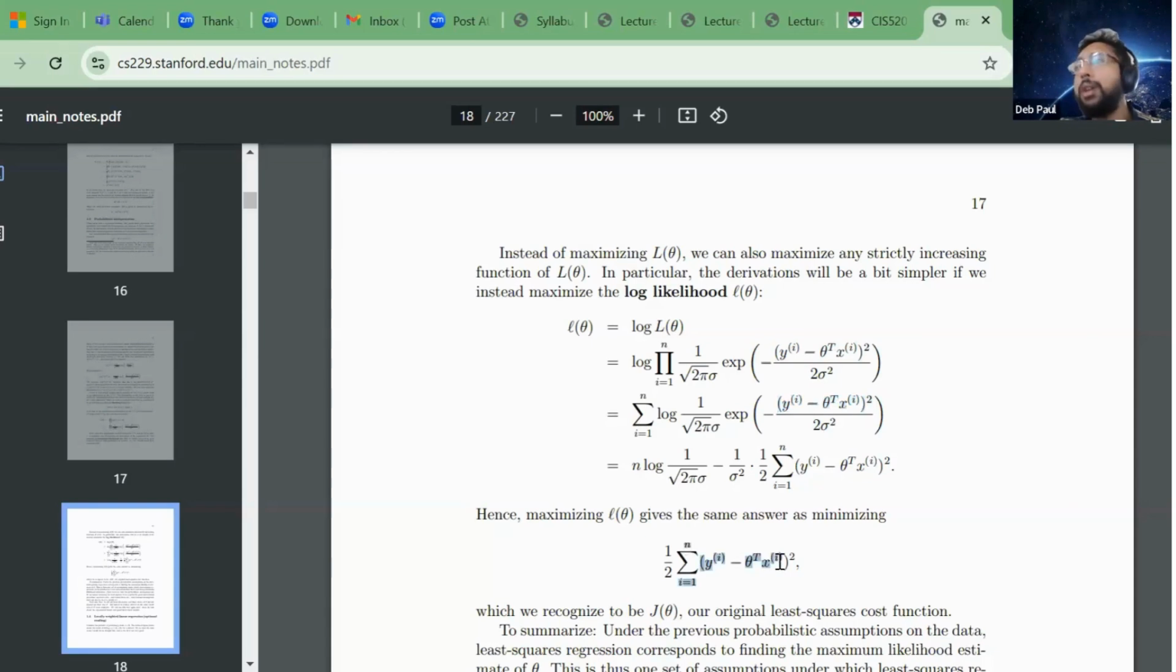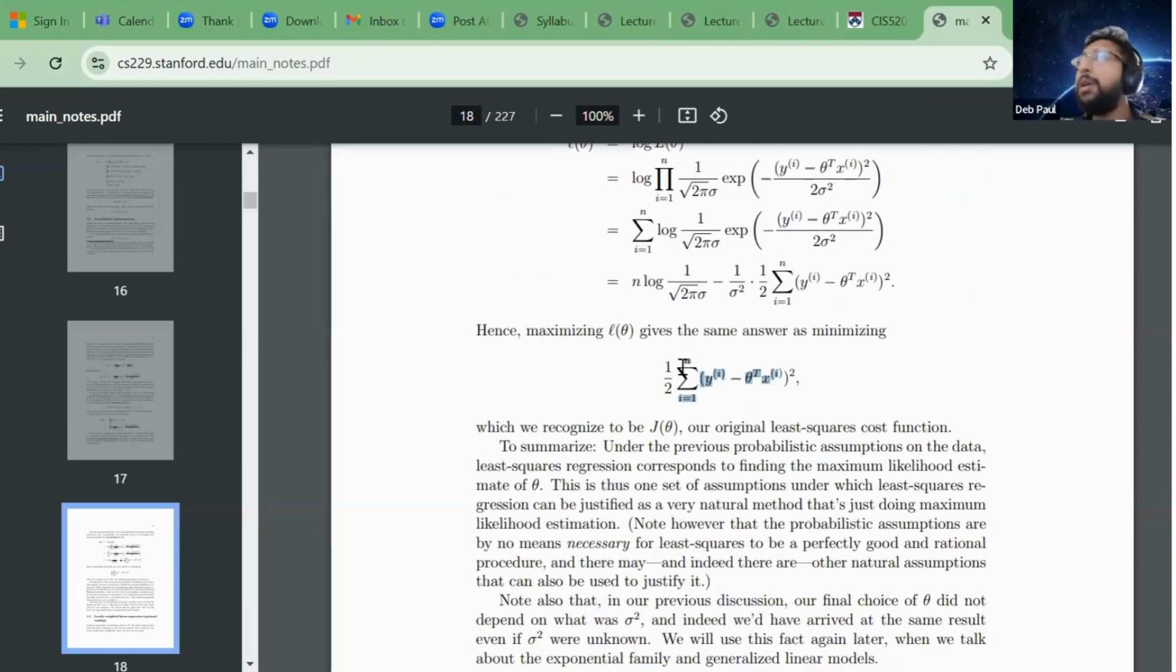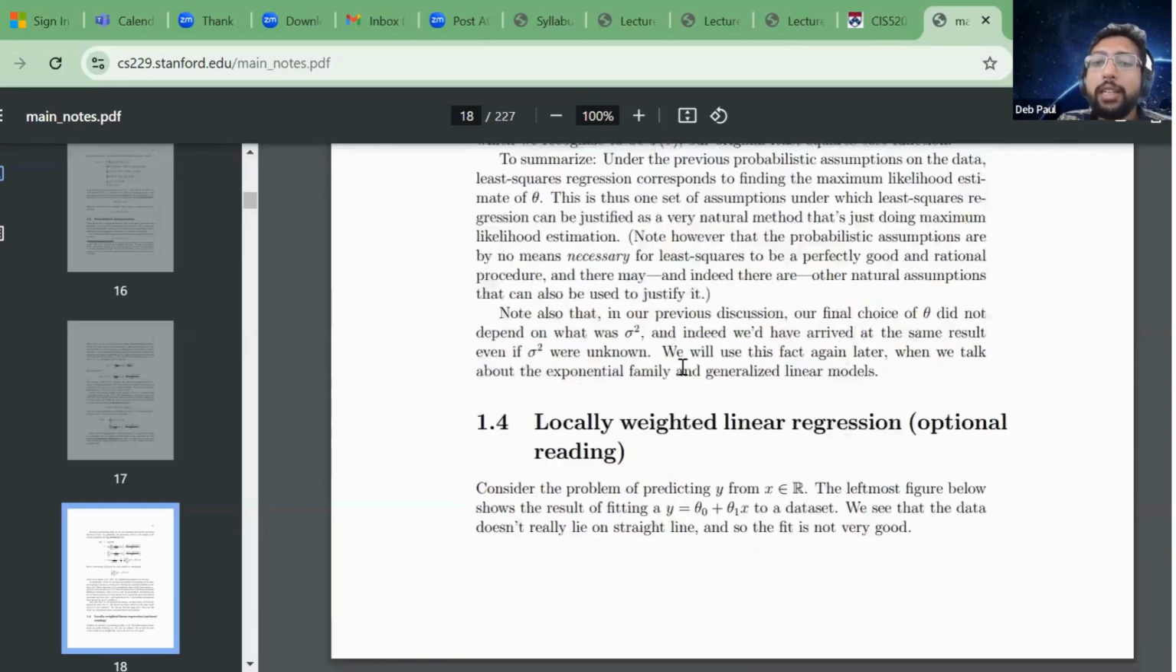And this is where the mean square error, or the ordinary least squares, comes in. You see that this comes into the mean square error, the loss function. And this is not just by chance. It's because we made that assumption of IID.